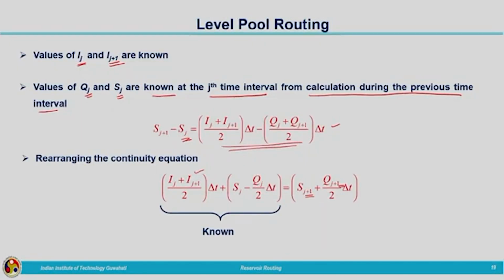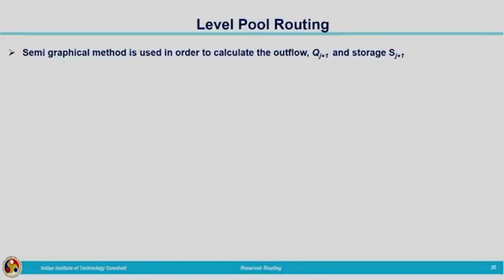So, these values on the left hand side are known values and the right hand side are unknown, which need to be calculated. So, the term Sj plus 1 plus Qj plus 1 by 2 delta t is termed as indicative storage, which is unknown. Indicative storage which is unknown needs to be calculated. But at the beginning of the first time step, these values are known to us, initial conditions are already provided. So, what we are going to do, we are going to make use of a semi-graphical method in order to calculate the outflow Qj plus 1 and storage Sj plus 1.